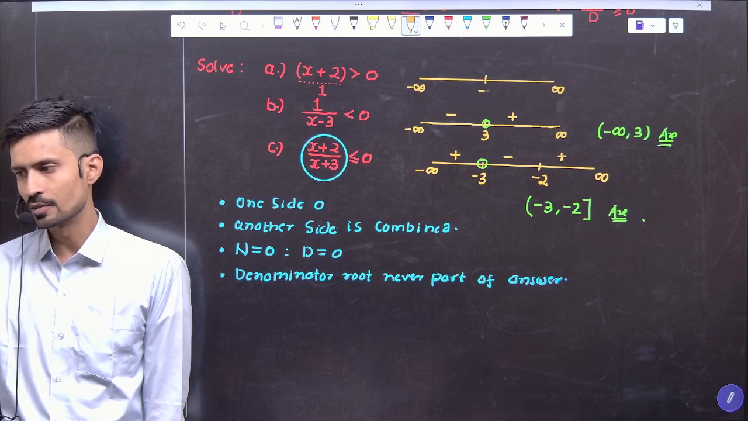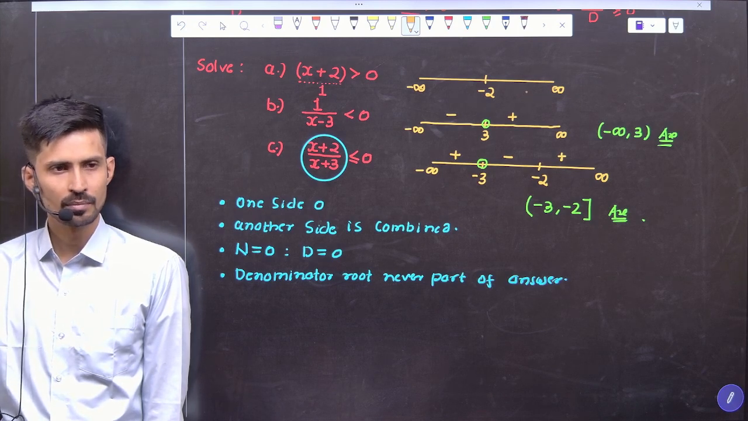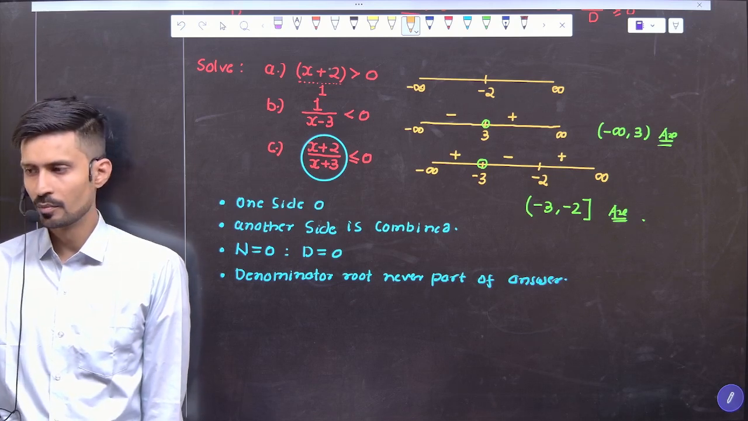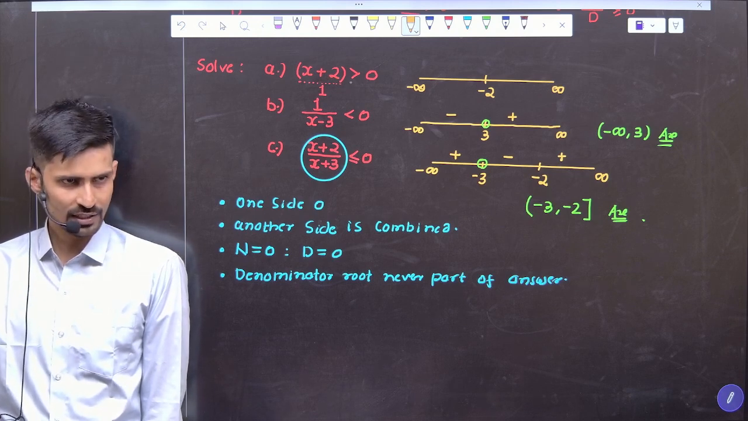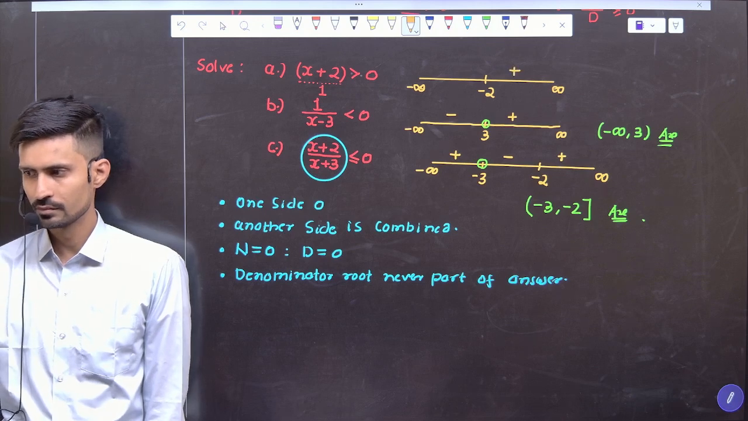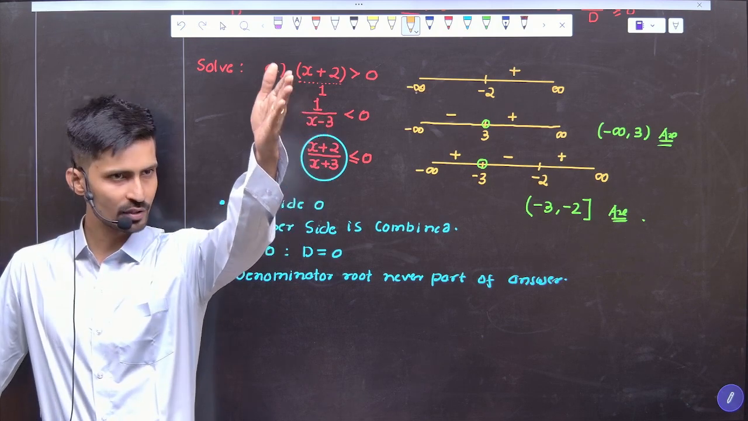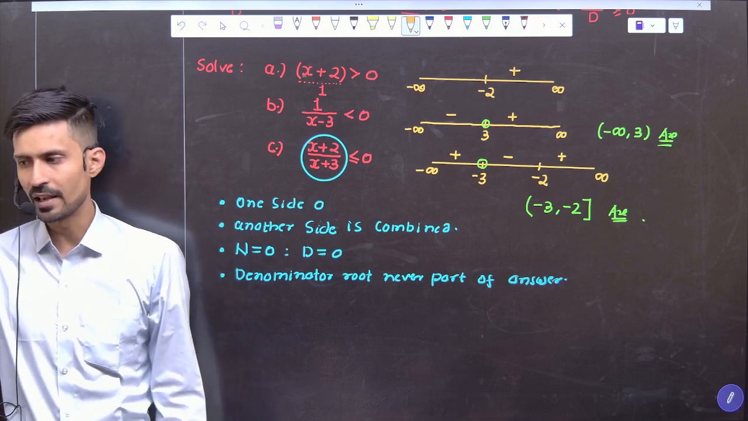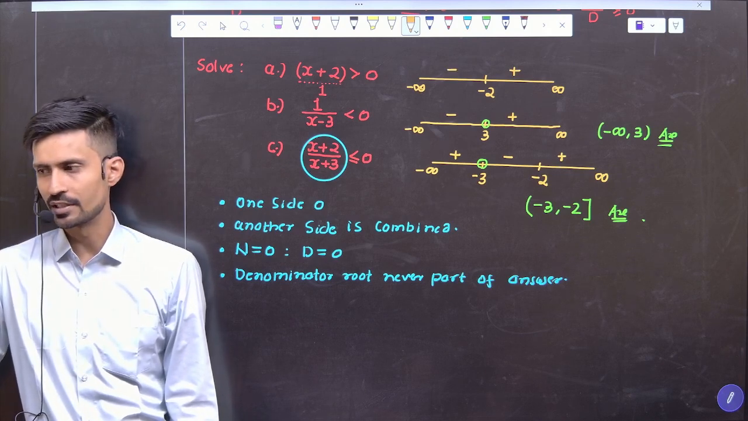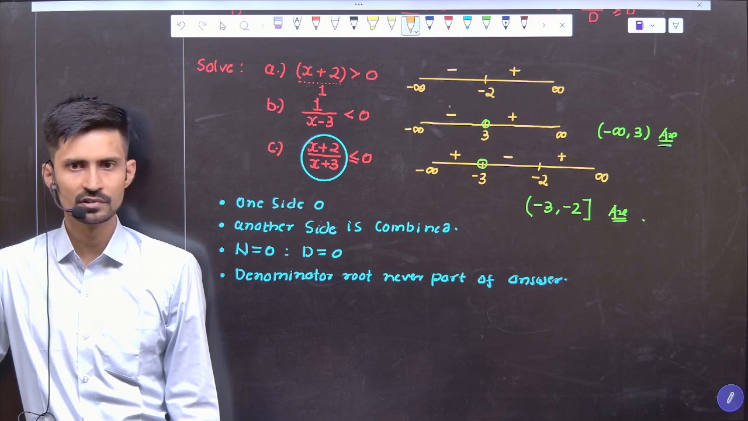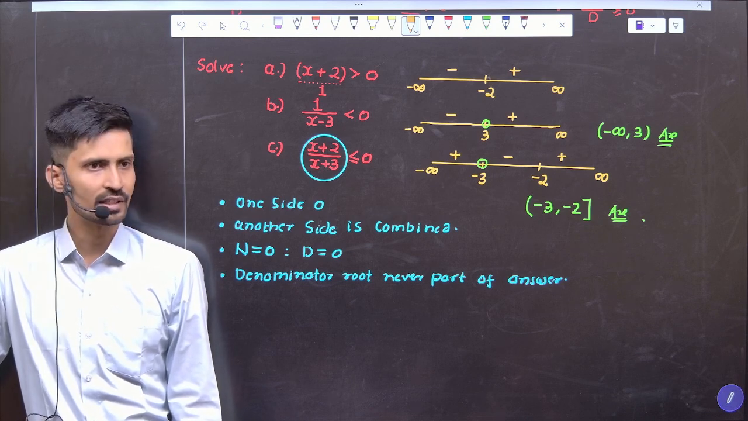This will become minus 2. Now tell me any one number between minus 2 to infinity. Plus 1, 0, a lot of numbers are there. Put in plus 1: plus 1 plus 2, positive or negative? Tell me any one number between minus infinity to minus 2. Minus 3. Now put it here: minus 3 plus 2, positive or negative? Negative. On this side you will put a negative sign. Okay? Now, minus 2 I have to check.